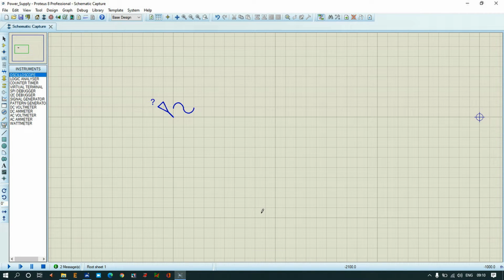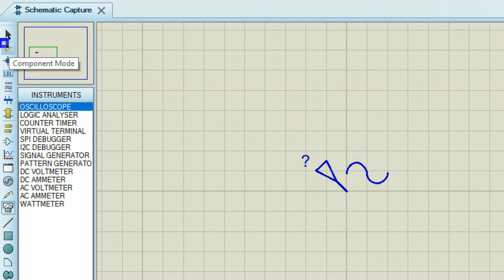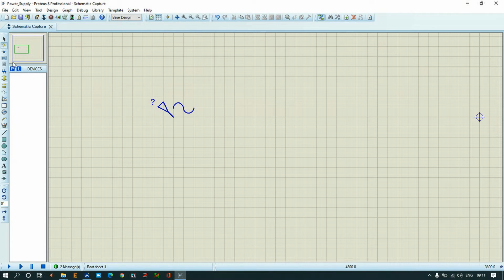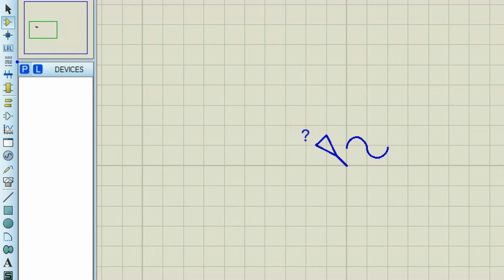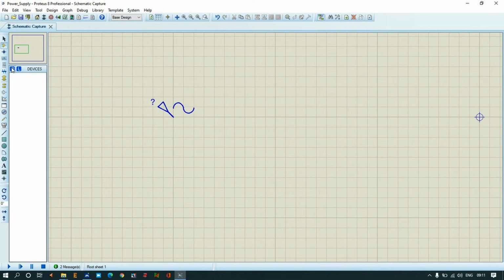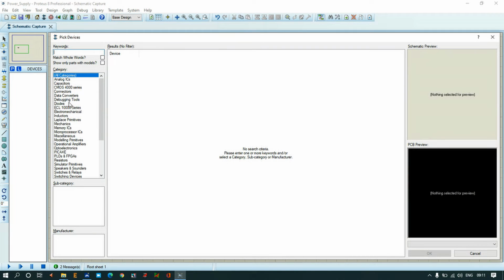Discuss regarding the diode and its properties. So I'll go to the component mode here. I'll click on the component mode and then go to parts P and then click on the P. Here I'm going to choose for diodes.